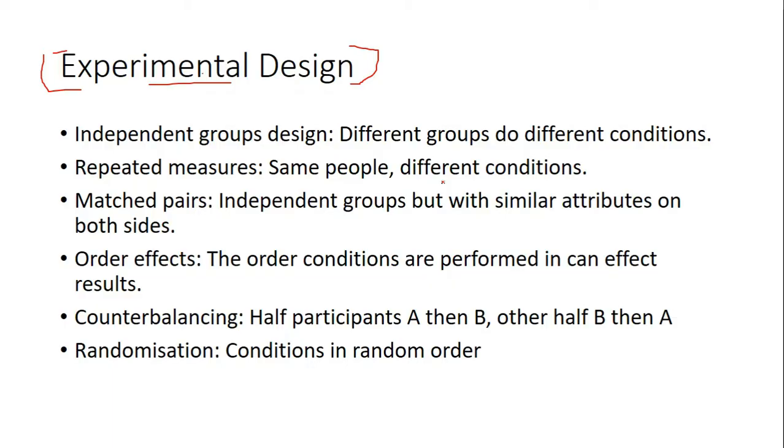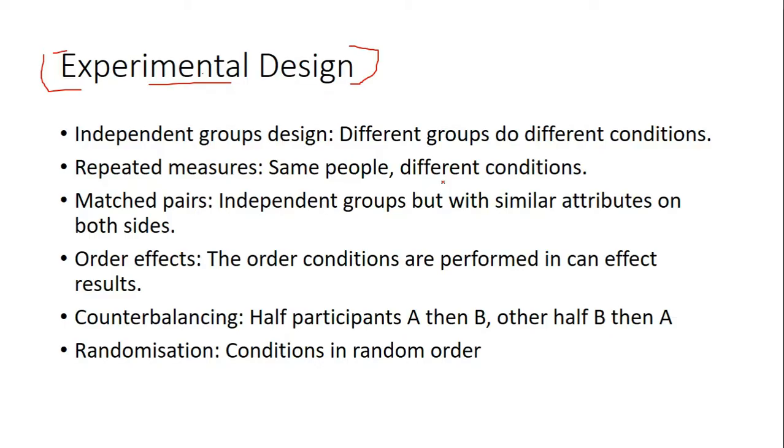Order effects is how the order a condition is performed in can affect results. So if we go back to the Peterson and Peterson example, if someone did it in 3 seconds, then 6 seconds, then 9 seconds, they might get bored. So you might want to mix it around a bit. Counterbalancing would mean that if you had 2 conditions, then half of the participants would do condition A, then condition B, and the other group would do condition B, then condition A. And randomization is when you just have a bunch of conditions, so you do them in a random order.